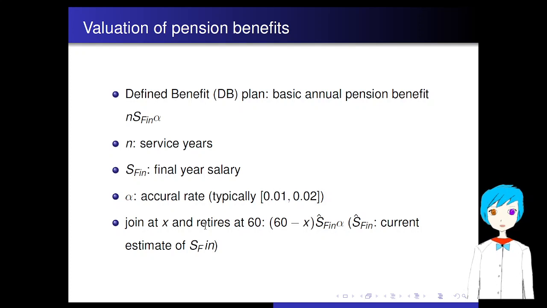So suppose an employee joins a company at X years old and retires at 60 years old, the projected pension benefit will be (60 minus X) times S-hat final times alpha. S-hat final is usually the current estimate of S final. For instance, we can estimate it by the current salary times the annual growth rate to the power 60 minus X.